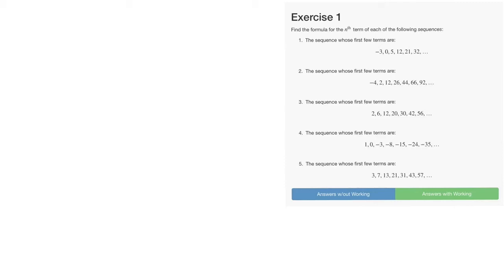We now solve the fourth question, so that's this one here, and we have to find the formula for the nth term of 1, 0, -3, -8, -15, -24, -35, and so on. Well, as always, the first thing we do is look at the difference between consecutive terms.